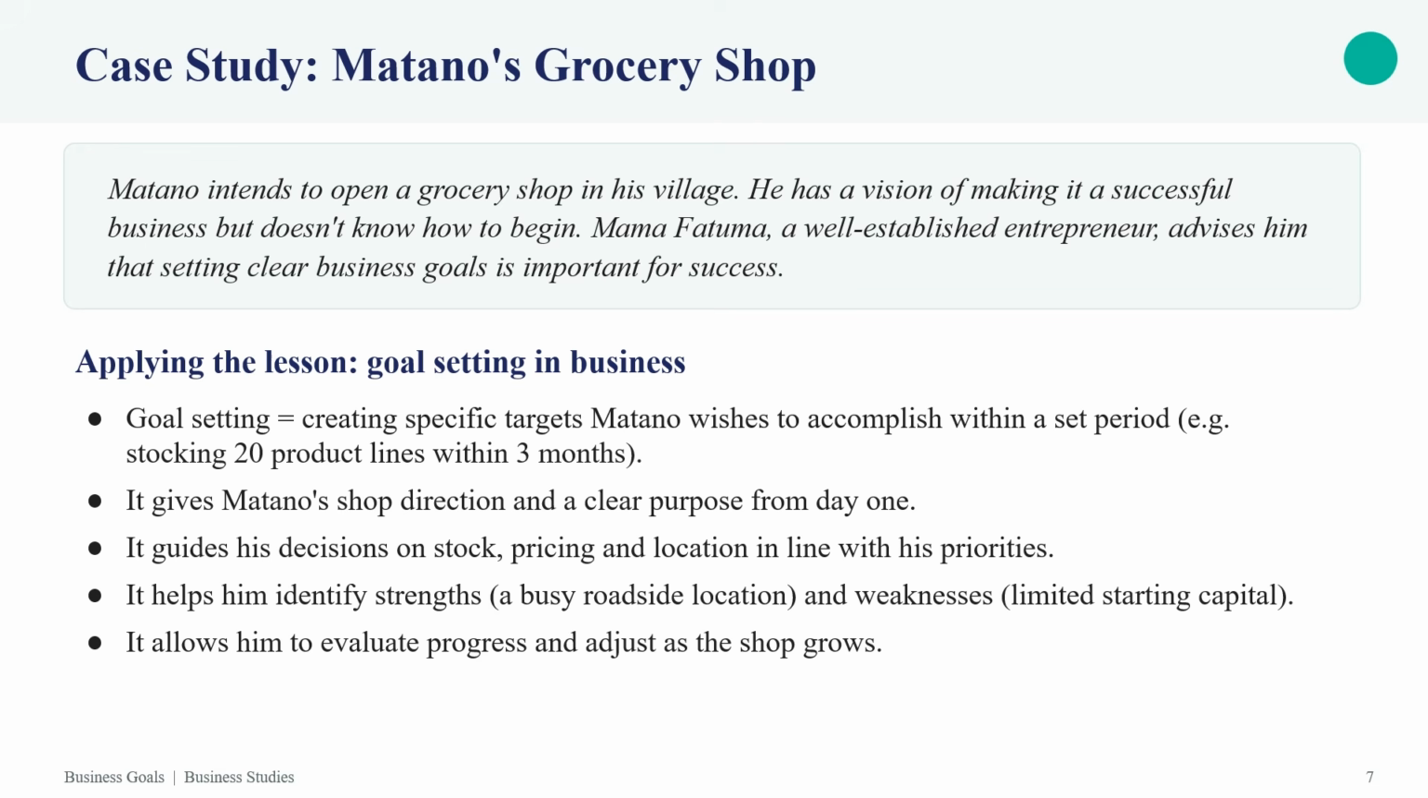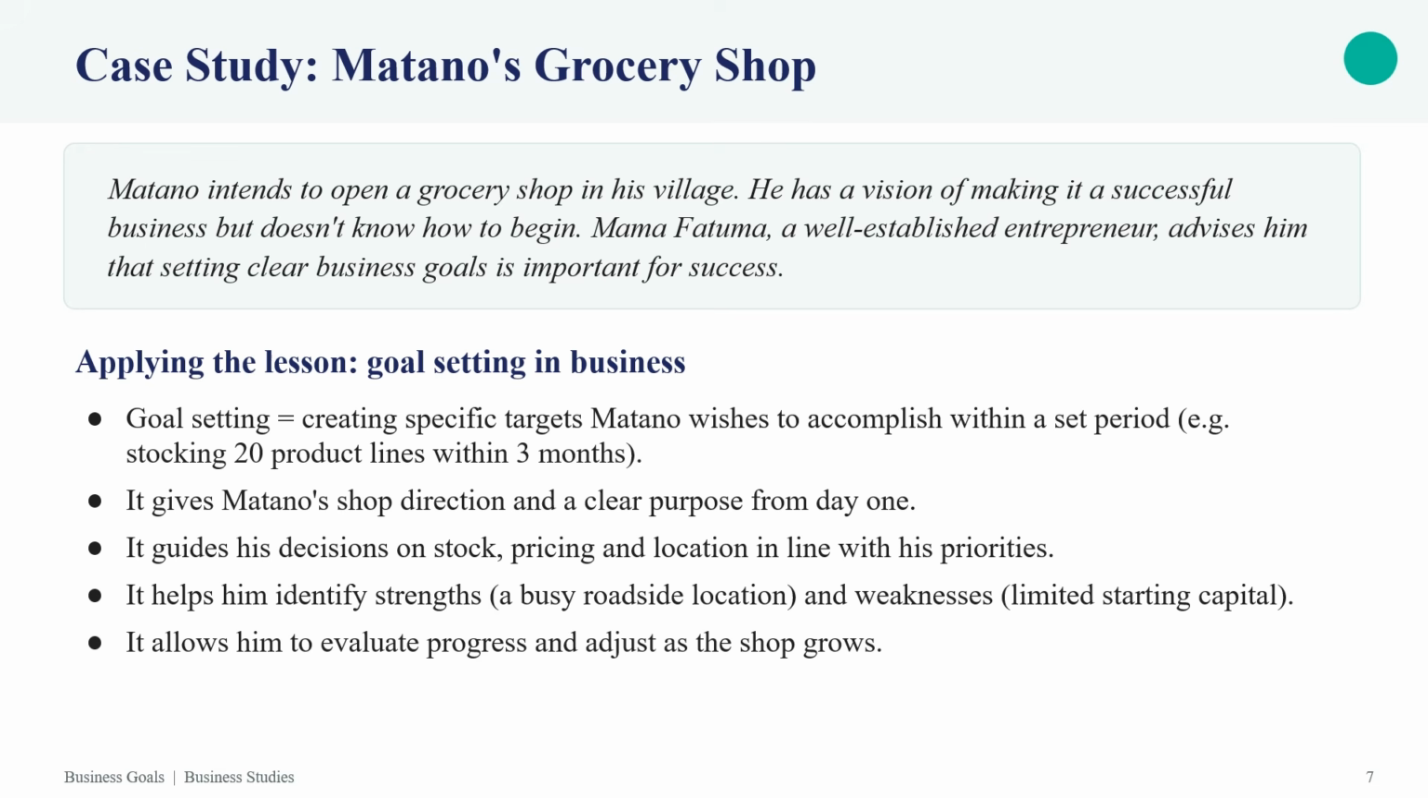So, the first one is goal setting creates specific targets Matano wishes to accomplish within a set period. Example, when it stocks 20 product lines within 3 months. It gives Matano's shop a direction and a clear purpose from day one. It guides his decisions on stock, how much stock should he have or how much stock should he not have, pricing, how much should he price the products, and location, where should I put my business, in line with his priorities.